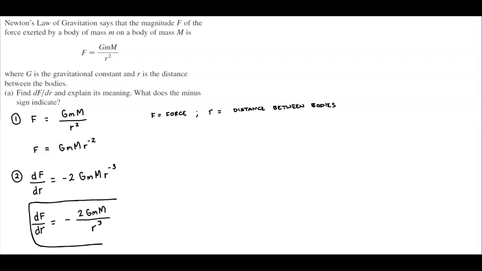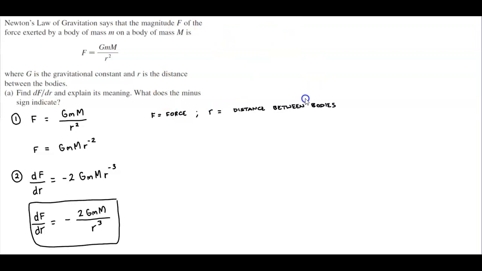So if we want to find the derivative of F with respect to r, then we're going to get negative 2 times G times lowercase m times capital M times r to the negative 3. If we want to write this derivative, we would have negative 2 times G lowercase m capital M over r cubed. So therefore, there is the derivative of our function.